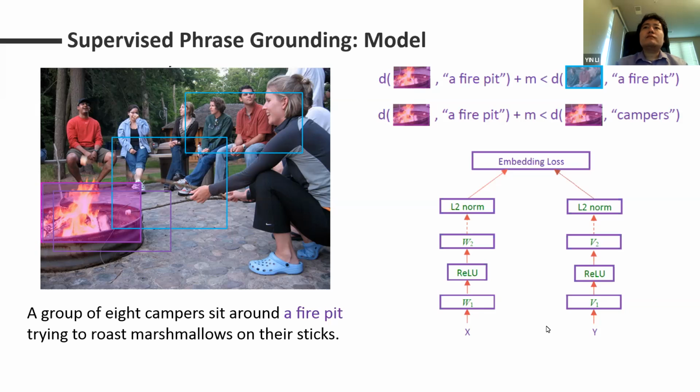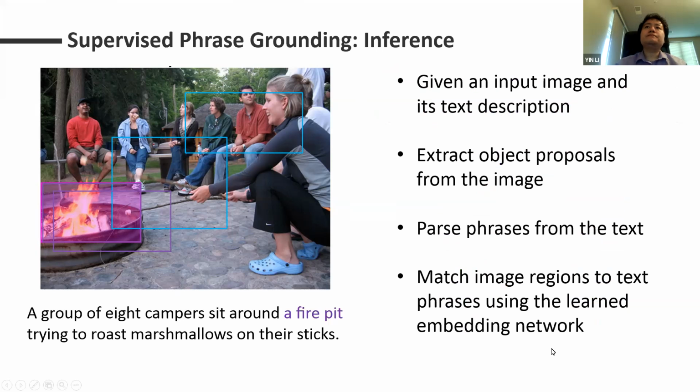All right, so let's move on. What are we going to do once we learn this sort of simple network? At inference time, suppose we're given an image and its text description. We're going to extract object proposals from the image. We're going to parse text phrases from the image captions. And then we're going to match these image regions to the text phrases using the network we just learned. Again, we're going to project them into the latent space and directly measure the similarity score in that latent space.